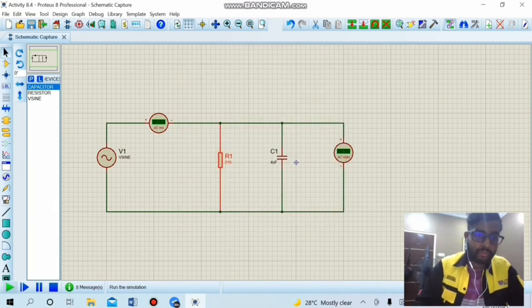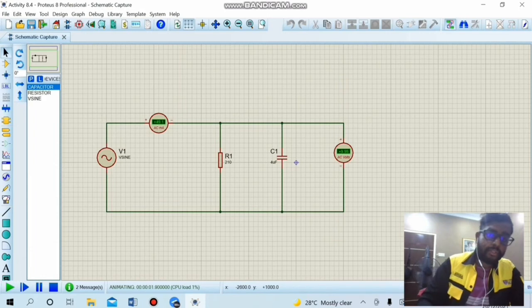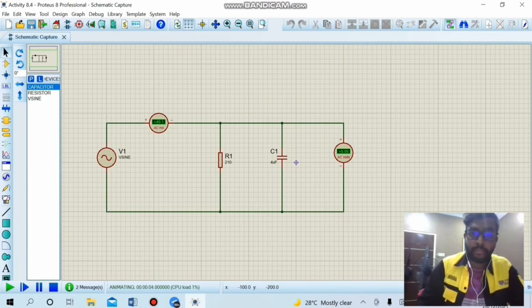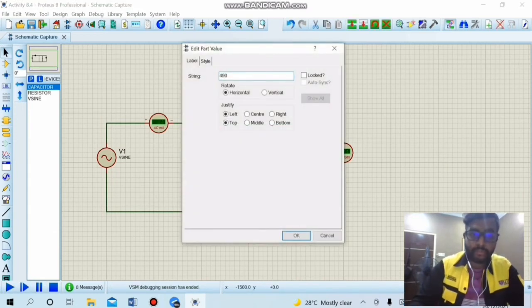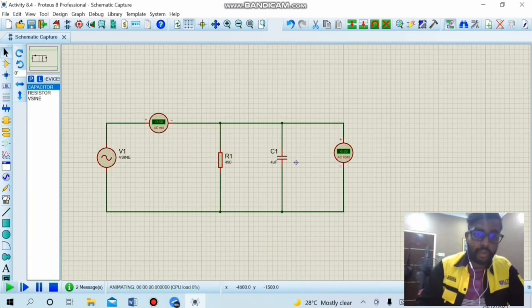As you see, once we change, we have the highest current recorded, which is 49.1 milliampere, and the voltage is still the same, 9.99 volts. And we are going to increase the resistance to 490 ohms, and the current value decreases to 23.9 milliampere and the voltage is still the same.